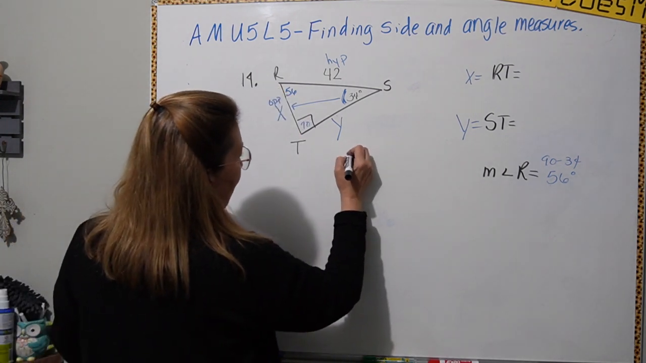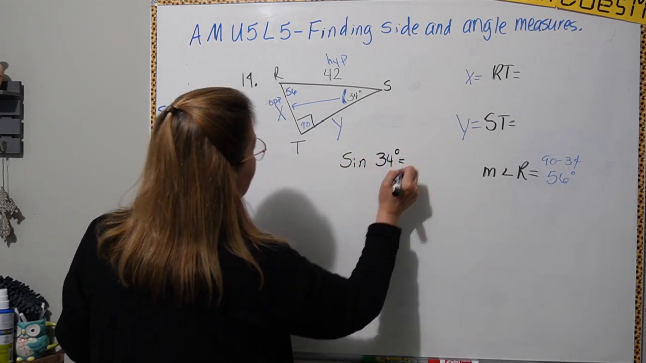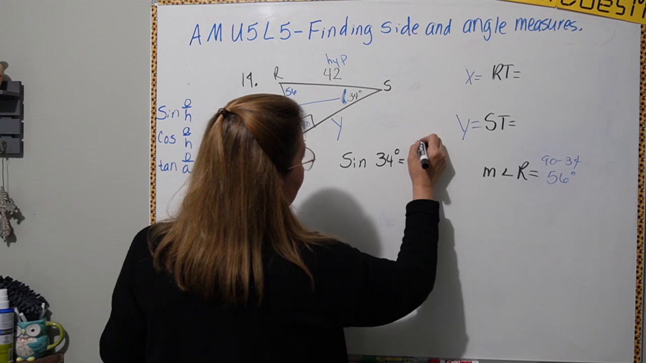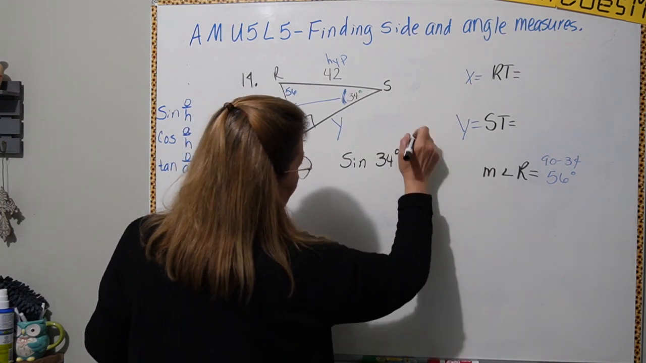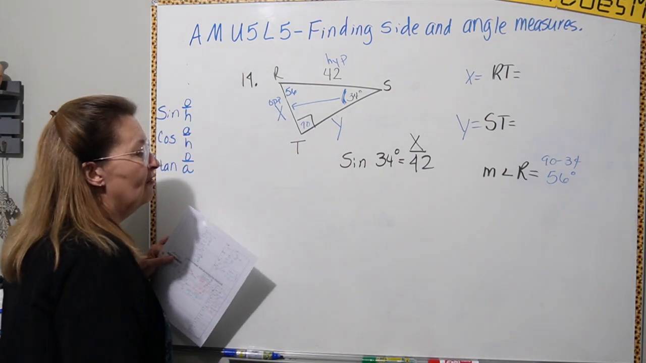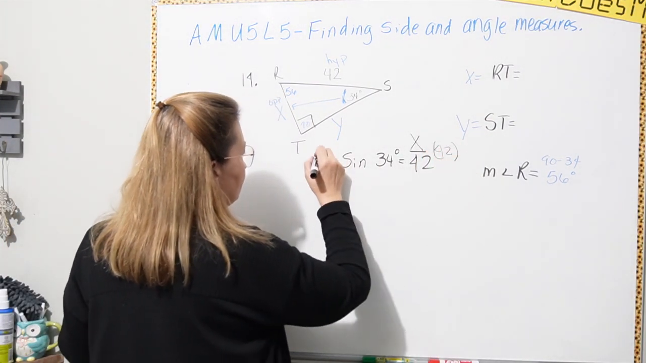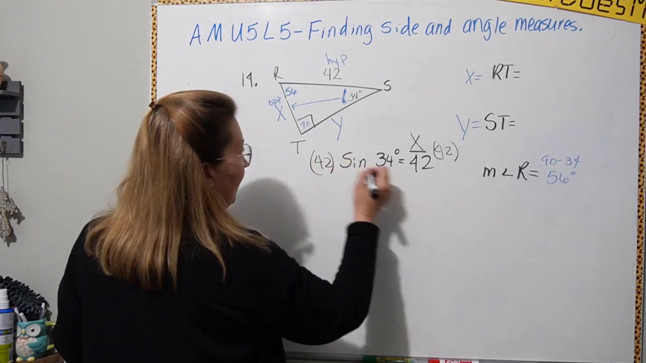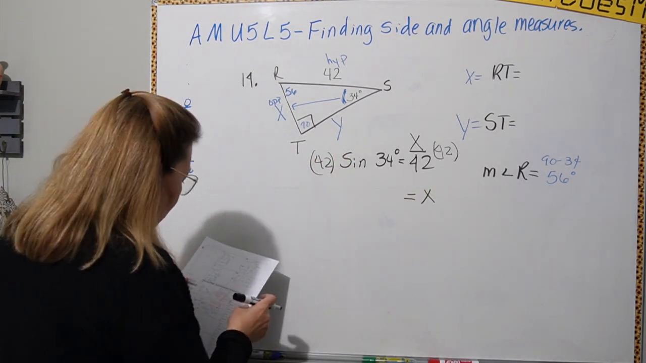That's going to be your sine. So the sine of 34 degrees is equal to the side opposite, which is x, over the hypotenuse, which is 42. And now solving just like we've been doing, we're going to multiply both sides by 42. And that's going to give me x equals, all right, it's time for the calculator.